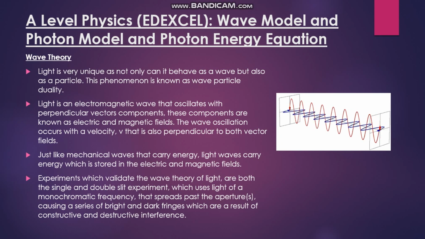Now, just like mechanical waves that carry energy, light waves carry energy which is stored in the electric and magnetic fields. Now, experiments which validate the wave theory of light are both the single and double slit experiment, which uses light of a monochromatic frequency that spreads past the aperture or apertures, causing a series of bright and dark fringes which are a result of constructive and destructive interference.